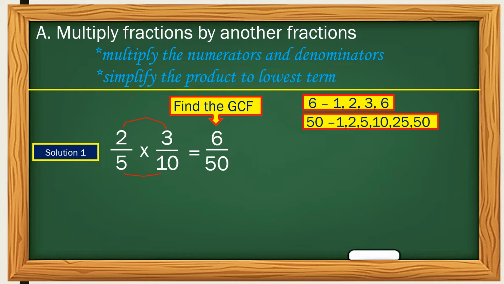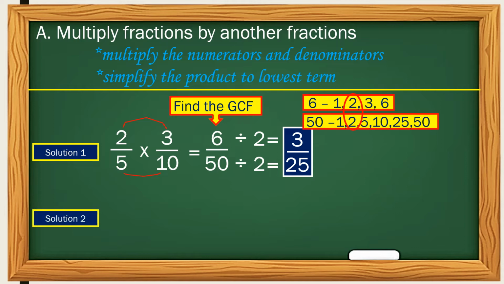What is the common factors of 6 and 50? That is 2. Ngayon, gagamitin natin yung 2 na pang-divide sa 6 and 50. So, 6 divided by 2 and 50 divided by 2 is equal to 3/25. And 3/25 is already in lowest term. Next is sa ating solution number 2. Kopyahin natin yung 2/5 times 3/10.